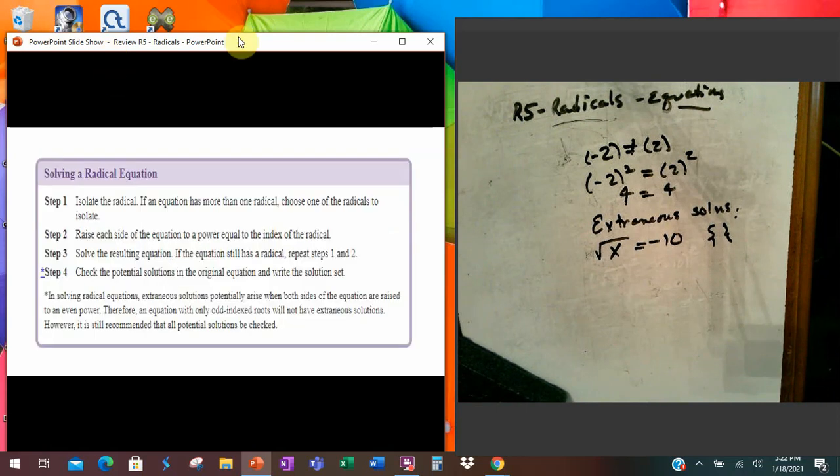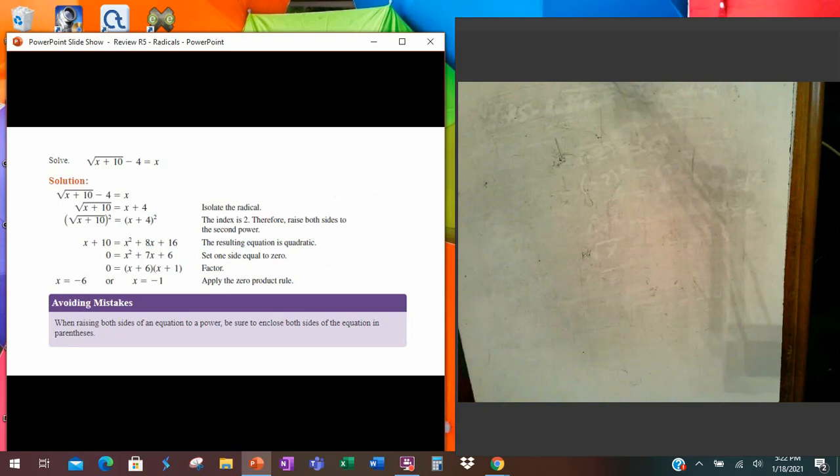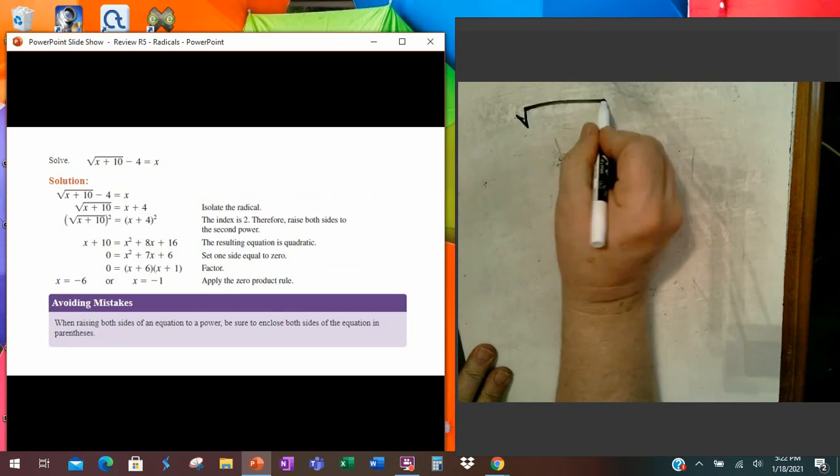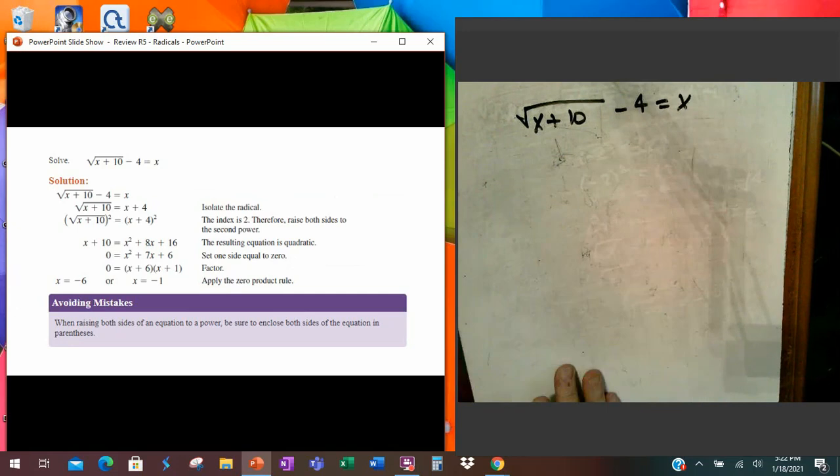Here are the rules for solving a radical equation. Isolate the radical. If it has more than one radical, I'm going to pick one, square both sides, or raise it to that index, and then do the very same thing again. And then I'm going to check the potential solutions. So let's look at a basic one. If I wanted to solve the square root of x plus 10, minus 4, is equal to x.